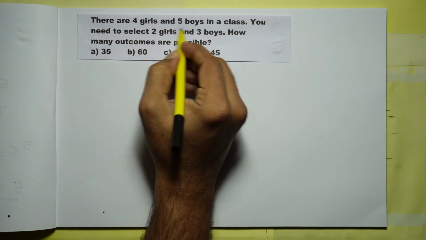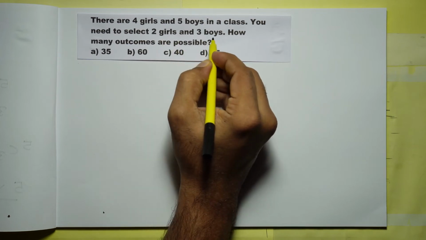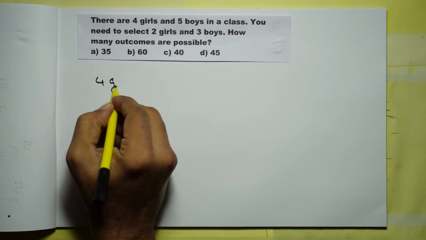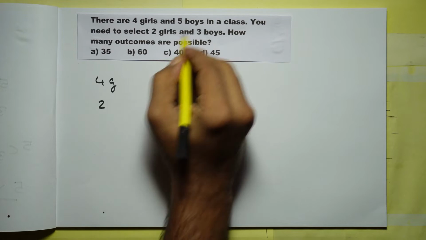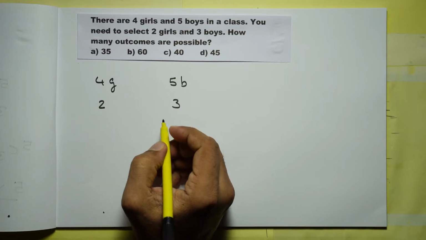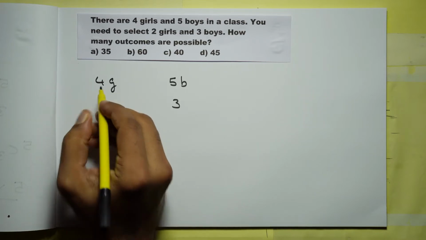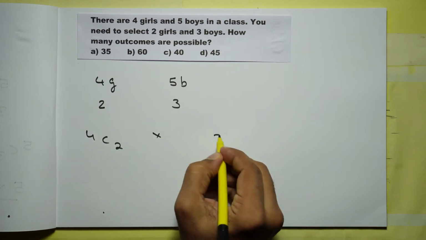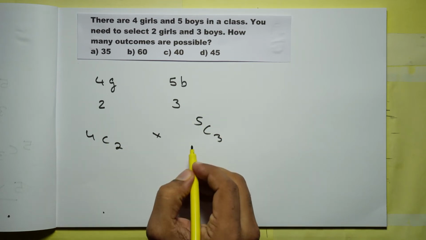There are 4 girls and 5 boys in a class. You need to select 2 girls and 3 boys. How many outcomes are possible? So 4 girls are there and 5 boys are there. You need to select 2 girls and 3 boys. This and this, so you have to multiply. So first we'll find out how many outcomes are there when you are selecting 2 girls from the 4 girls. So 4 girls are there, you are selecting any 2. And 3 boys from the 5. This and this, so you have to multiply.